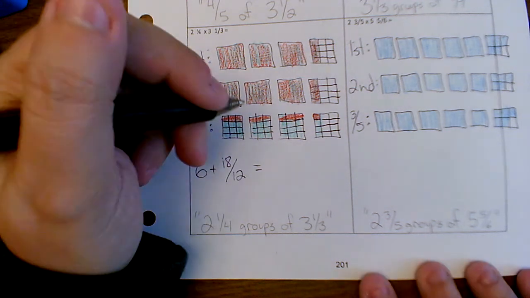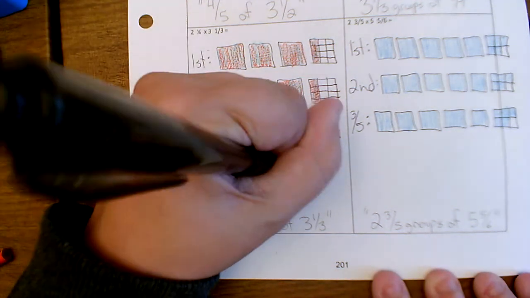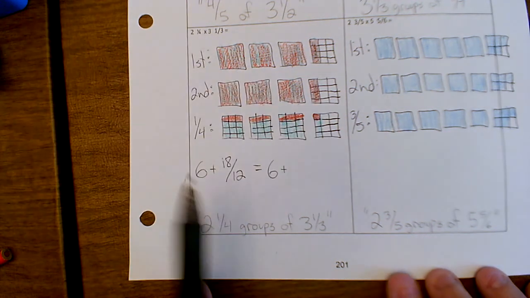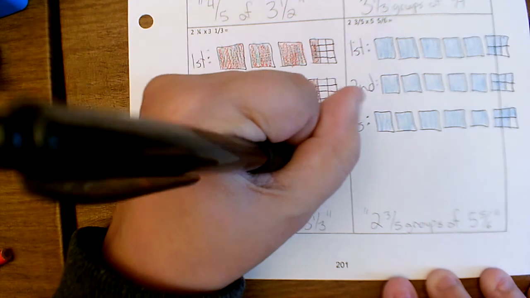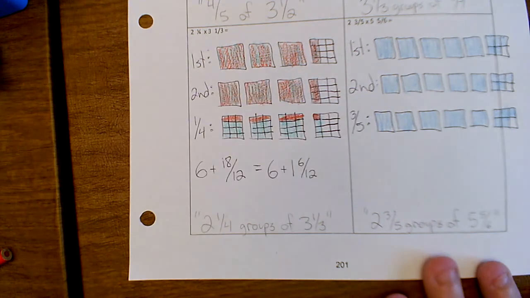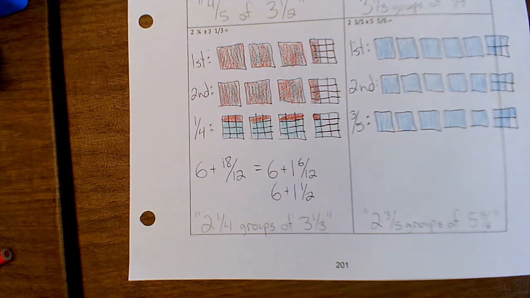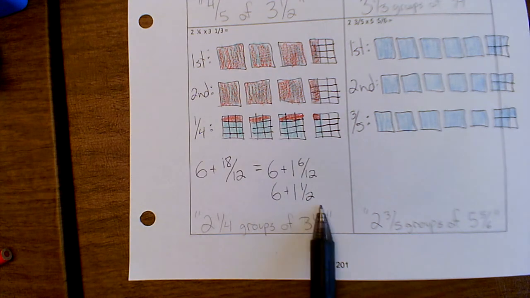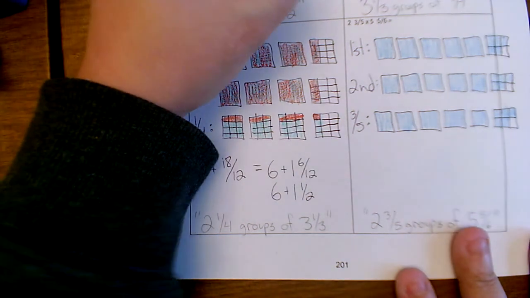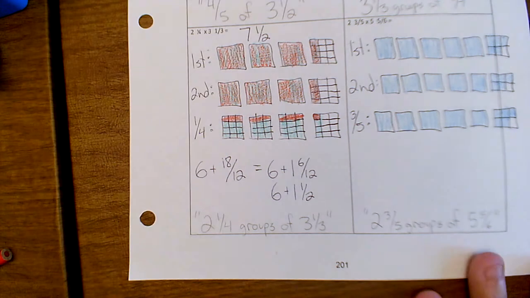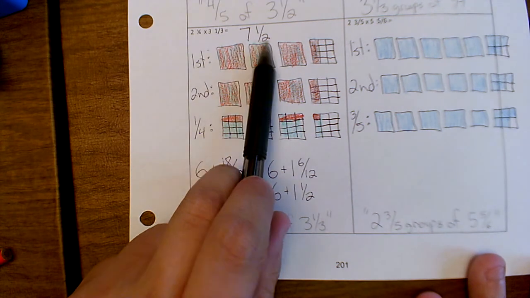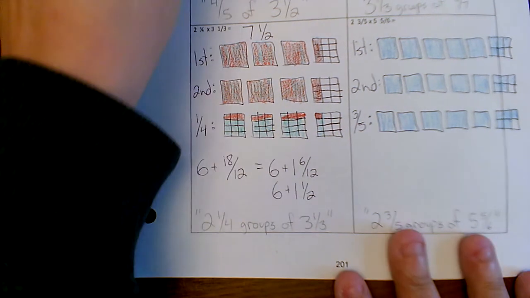So what does that reduce down to be? So 18 12ths would be 1 6/12, which would be the same thing as 1 1/2. So we have 6 plus 1 1/2. So our answer should be 7 1/2. So we have 7 1/2 total: 2 1/4 times 3 1/3.